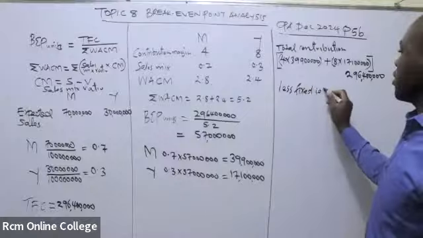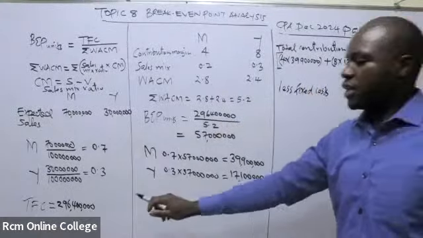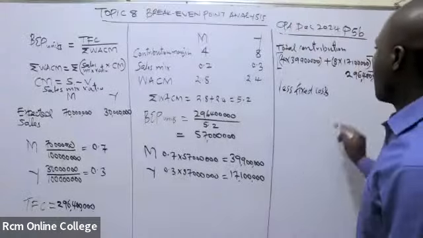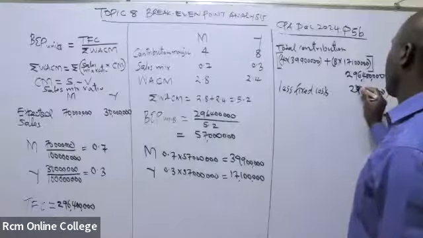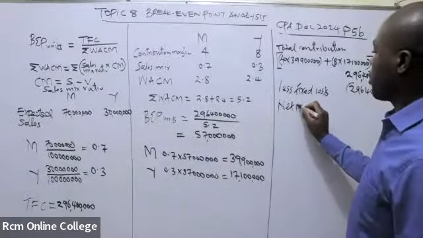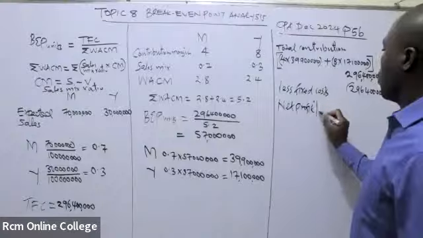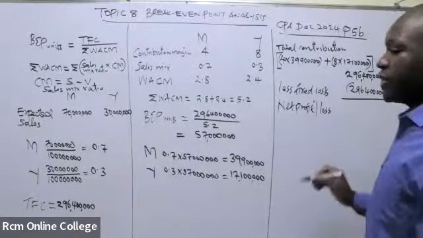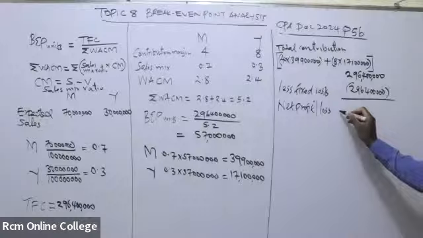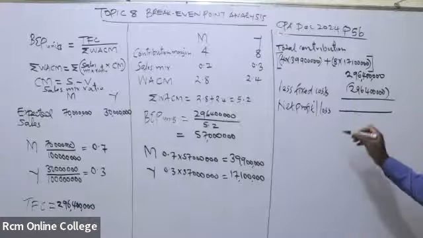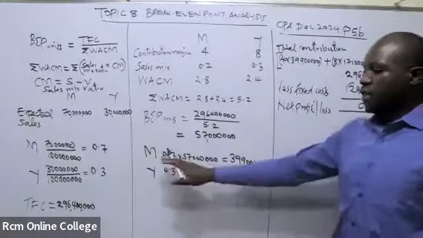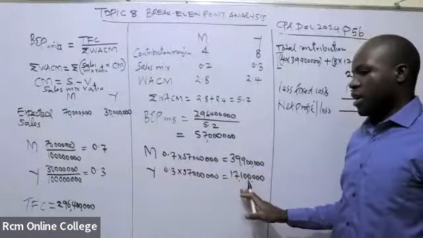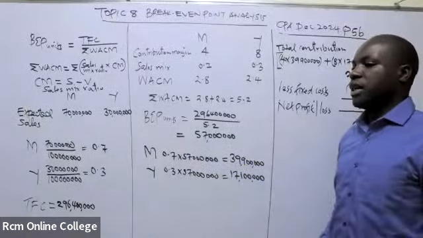Our fixed cost is constant, it is not changing. It is 296,400,000. Now we talk about net profit or loss. Our net profit or loss is equivalent to zero. So it confirms to you that when you produce 39,900 units of M and 17,100 units of Y, you'll be operating at a break-even point.